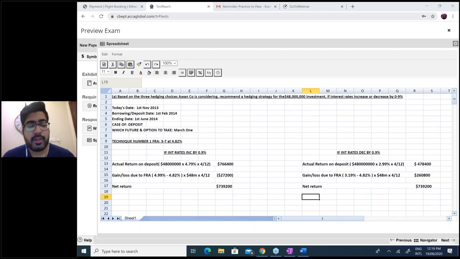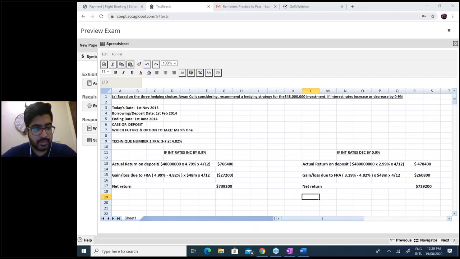Okay, we are doing FRA technique since today is 1st November, and we plan to borrow and deposit on 1st Feb after 3 months till 1st June for 4 months. So 3-7 is the FRA rate, and the rate provided in the question is 4.82. The working format says if interest rate increase by 0.9 and decrease by 0.9, you have to take both of them. Okay, the format is actual return on deposit or cost on borrowing.